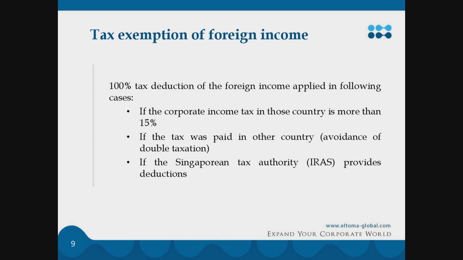A 100% tax deduction of the foreign income applies in the following cases. If the corporate income tax in that foreign country is more than 50%. It's one of the main rules in Singapore. If the corporate income tax in the other country is more than 50%, then no taxes will be paid for foreign income in Singapore. The second point is that if the tax was paid in another country, for avoidance of double taxation, here we may apply the double taxation agreement, of course, if it's signed between the countries. And the third point, if the Singaporean Tax Authority, IRAS, provides deductions for such income.